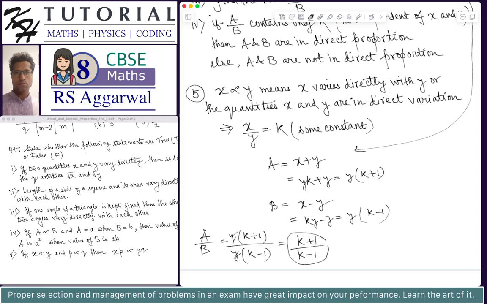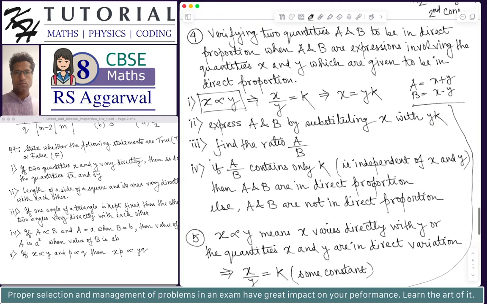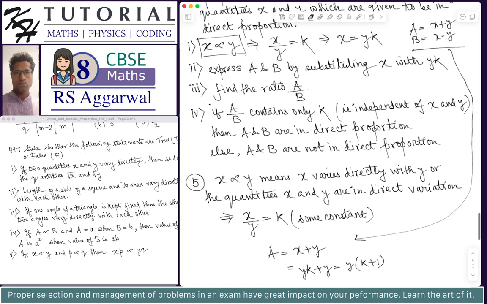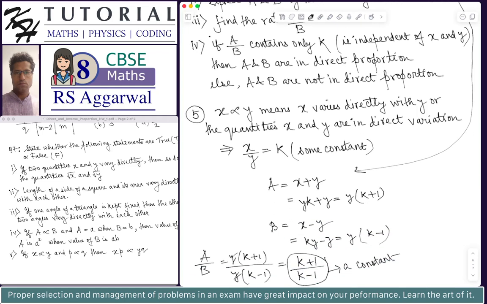This expression does not have any of the quantities X and Y. It is independent of X and Y. That is, it only contains the constant K. So this whole expression is a constant. So we say that the ratio A by B is a constant, and hence the quantities A and B are in direct variation for this specific example, where it is given A is equal to X plus Y and B is equal to X minus Y.